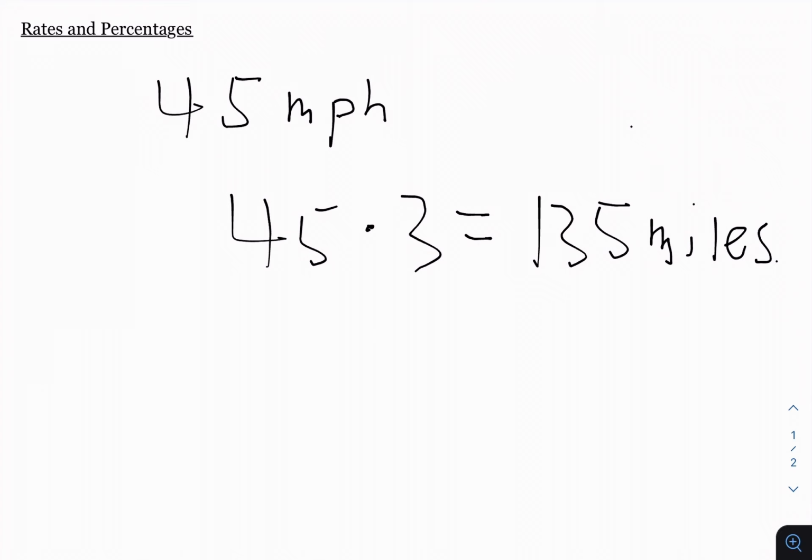And in this case, the unit is just miles because you're trying to find the total miles, not miles per hour. It's just miles, the total distance you travel basically. So let's move on to another practice problem.